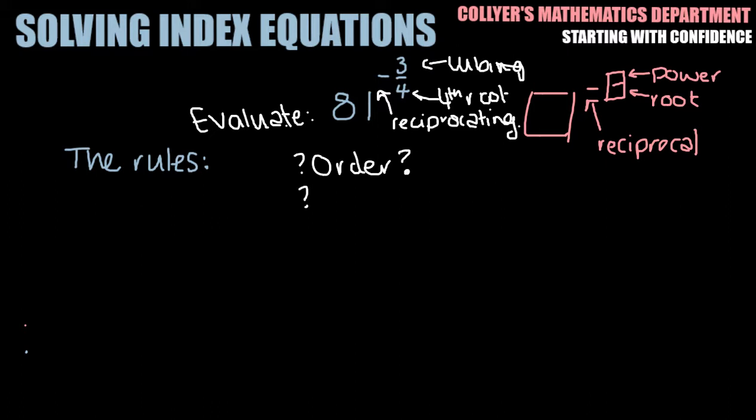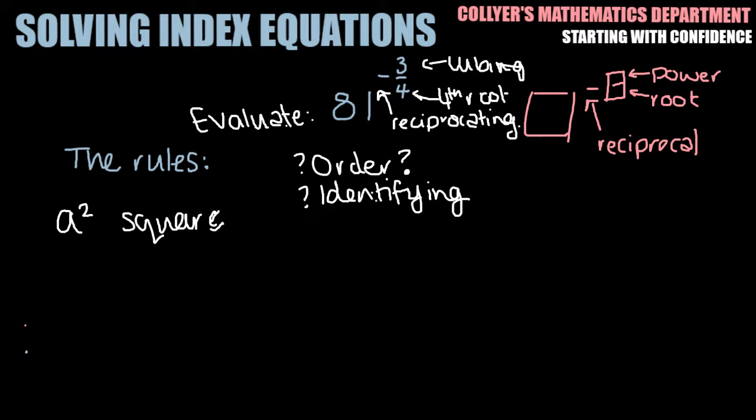And obviously identifying which operations are working. Are you rooting? Are you cubing? What's going on? So just to reiterate, the 2 there, that's a square. The opposite of that would be something over 2, and that would be a square root.